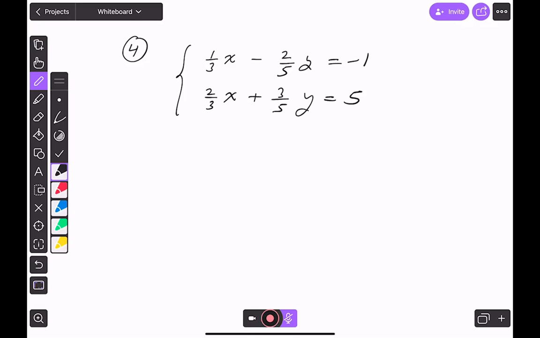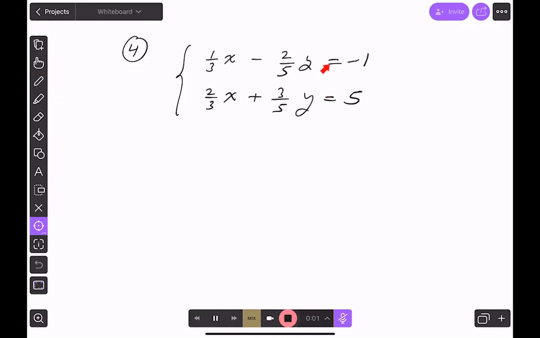Okay, so let me just point this out again. It's critically important that the equal signs line up, and they do. So you could add these things together. Unfortunately, adding them together, nothing disappears. So what I'm going to do is select someone to get rid of, and in this case, I'm going to select the y's.